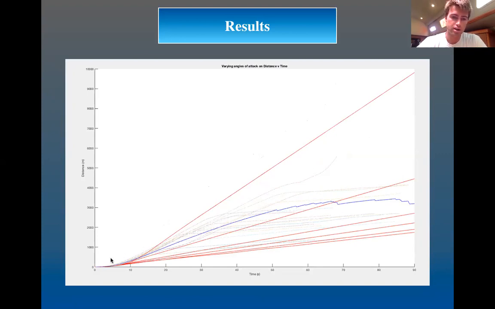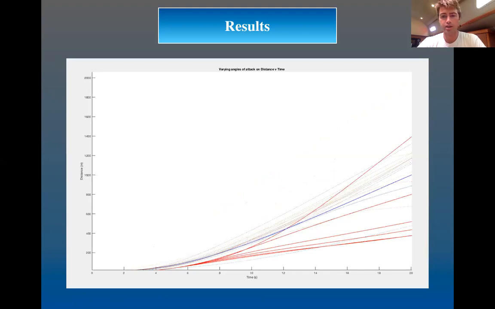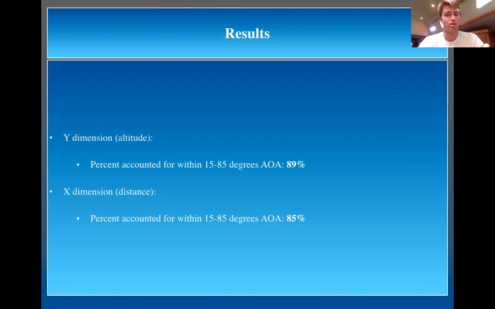But again, looking at these first couple seconds, we see maybe some problems for the model. And here's a zoomed in picture. This is the theory down here. All this red down here is the real data, and the blue is the mean line. So we basically missed the first 12 seconds of the jump. But ultimately, pretty good. The percent that we could account for in the Y dimension, vertically, was 89%, and in the distance dimension, was 85%.